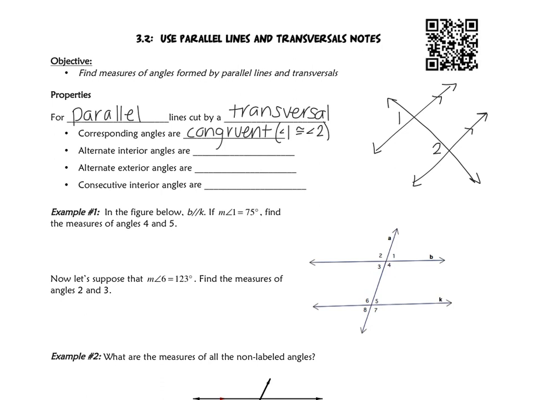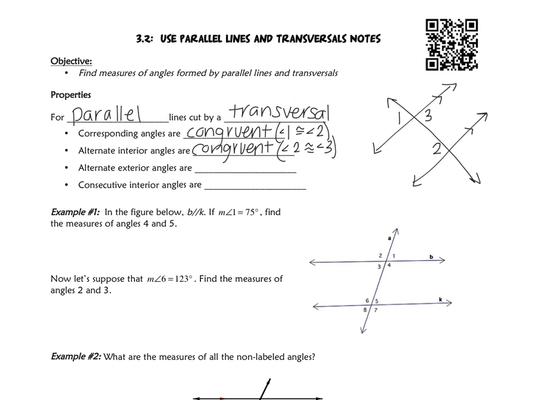Then we have alternate interior angles. So if I look at angle 2, what's alternate interior to it would be angle 3. And again, those would be congruent based on those parallel lines. So angle 2 is now congruent to angle 3.